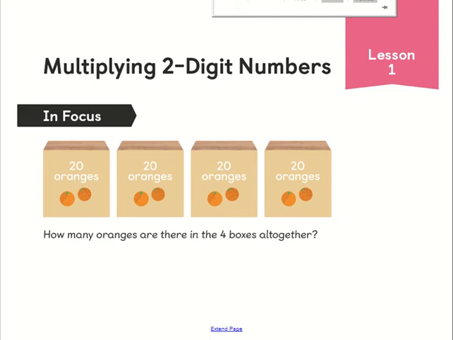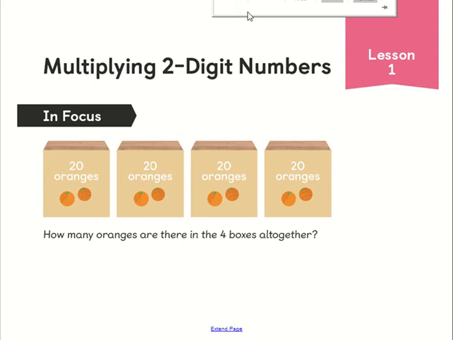We're going to start with an in focus task today, and your in focus task is how many oranges are there in the four boxes all together. So my first question to you is, what does all together mean? Can you pause the video now and have a think for me, please? Great, so hopefully you had a thought about what all together means. So all together means we need to work out how many there are when we add them all up.